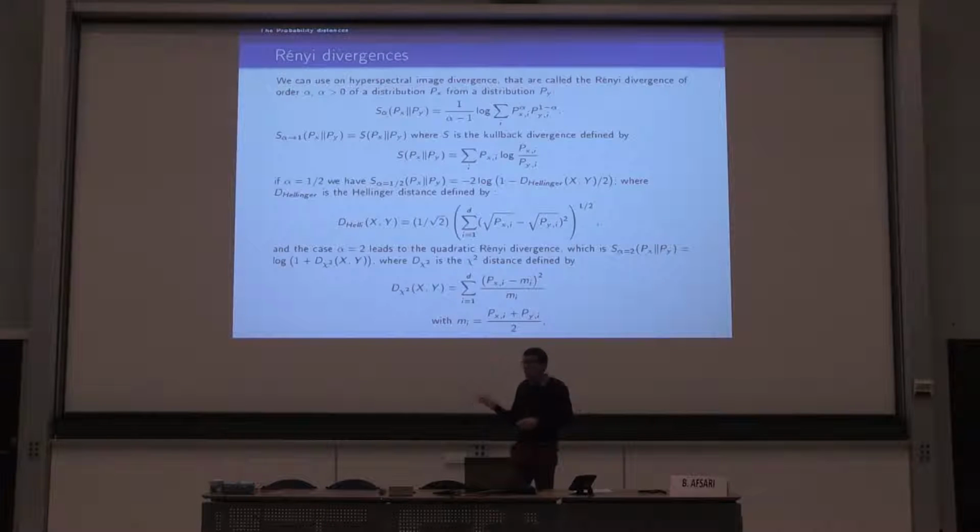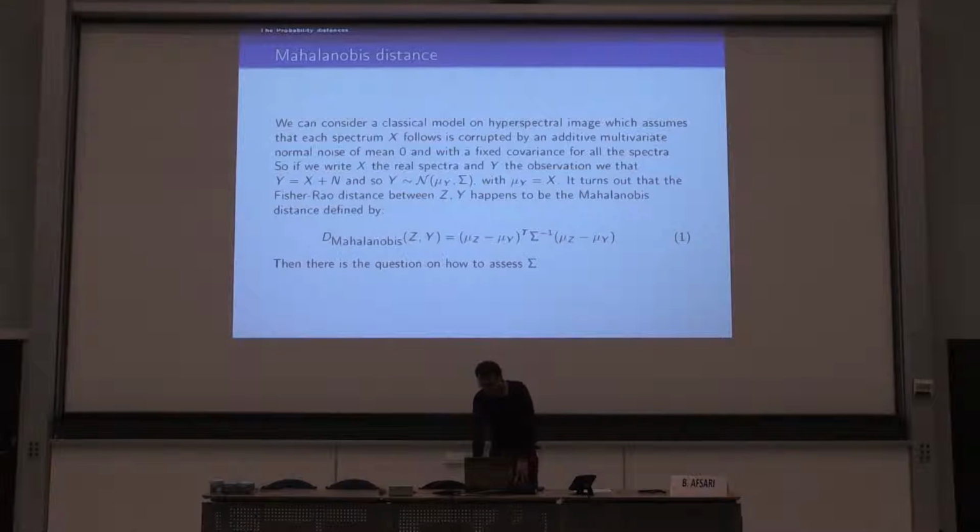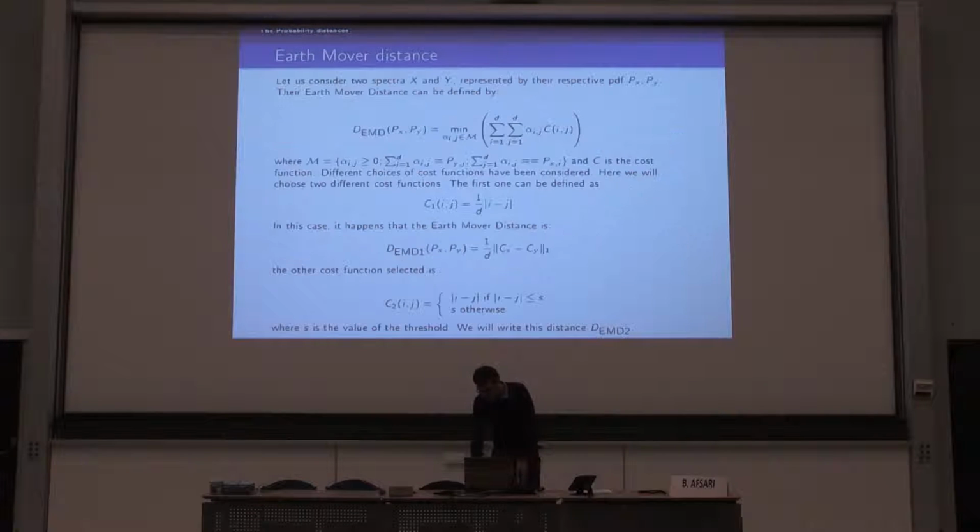we also use different Rényi divergences that could also, in a way, bring interesting invariants that may help us to separate the data. We also use the Hellinger distance. The definition is just here. And the Earth-mover distance. The problem with the Earth-mover distance is the calculation.